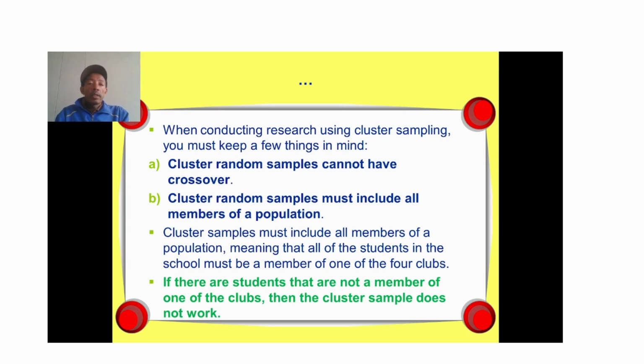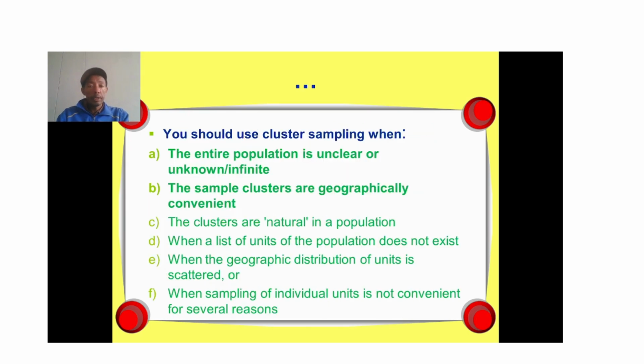So when conducting research using the cluster sampling technique, we keep a few things in mind. For instance, cluster random samples cannot have crossovers. And cluster random samples must include all members of the population, meaning that all students in the school must be a member of one of the four clubs. That means cluster samples are miniatures of the population. If there are students that are not members of a club, then the cluster sampling does not work. So one cluster must not be unique.